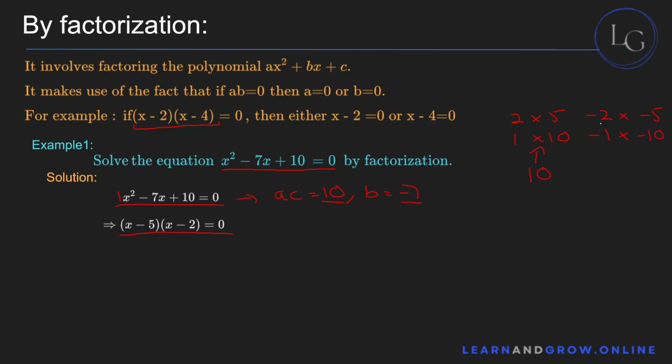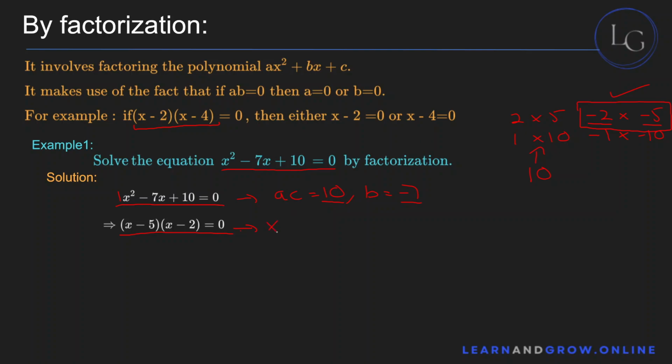Over here you can clearly see that when you add minus 2 and minus 5, it will give you minus 7. So we'll use this combination to factorize this polynomial. So how do you get this? Well, as you remember, we have minus 2 and minus 5.